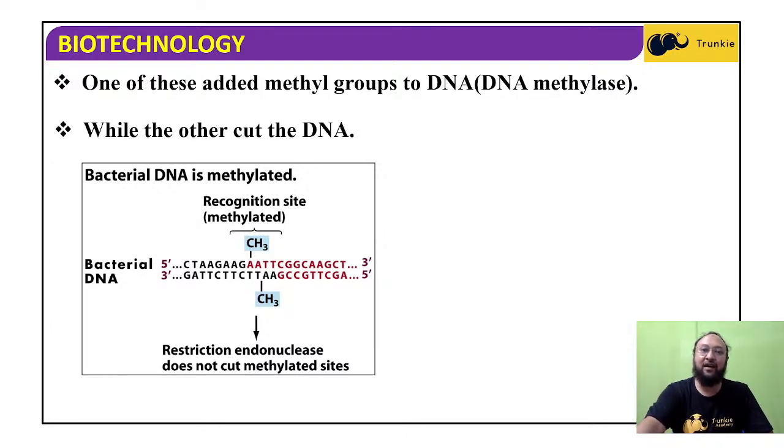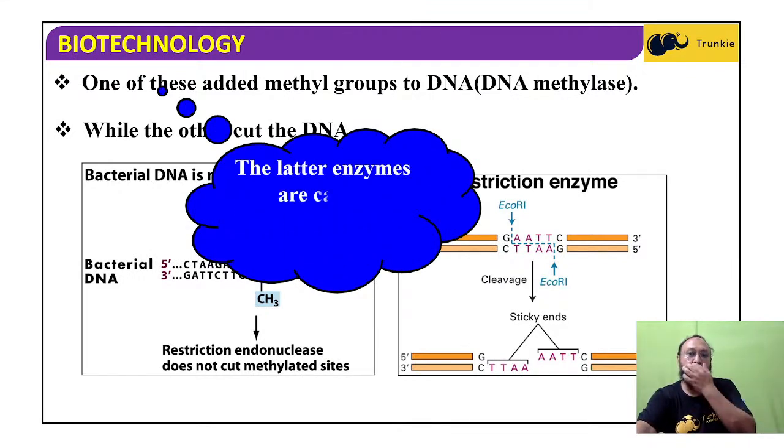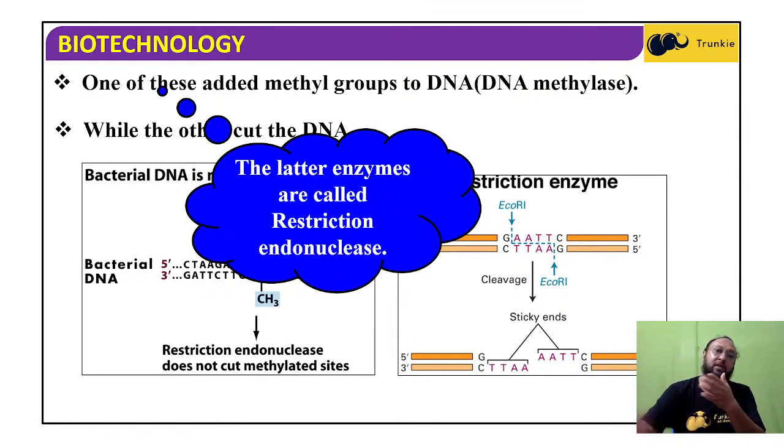While the other cuts the DNA, in case of the other part, if it is not methylated, it will cut the DNA. Okay, so restriction endonuclease cleaves into two, and the cut part is called the sticky end because it is fragmented and ready to join with another part. So it's called the sticky ends after becoming fragments. The latter enzymes are called restriction endonuclease, the enzyme that cuts.